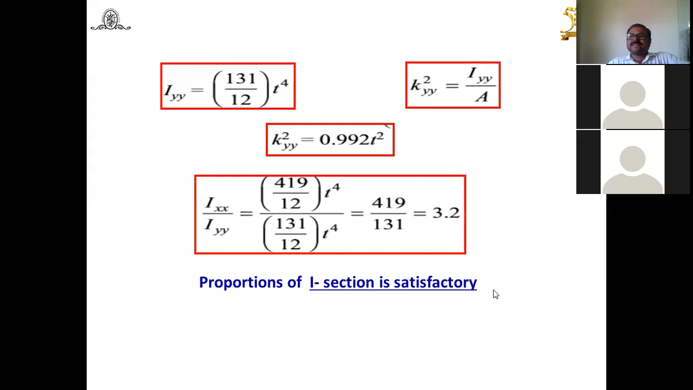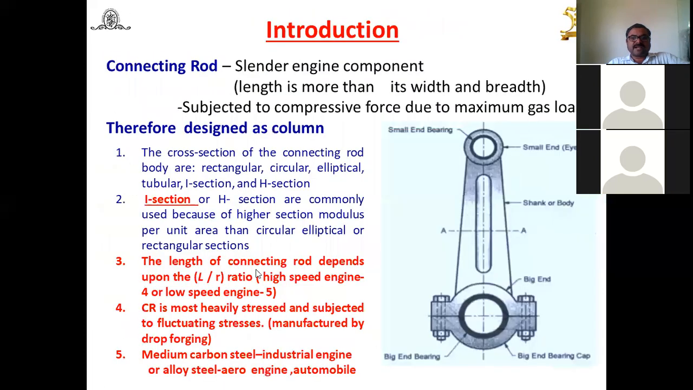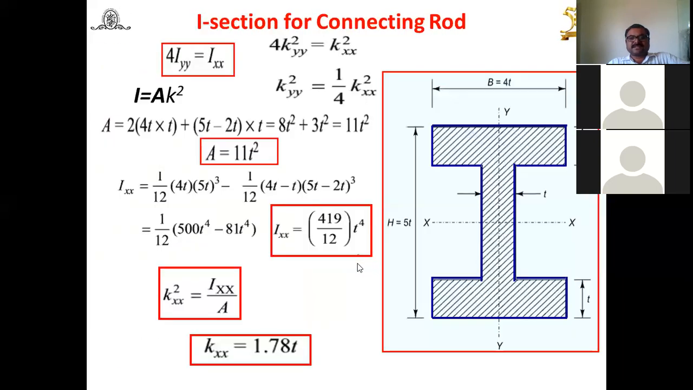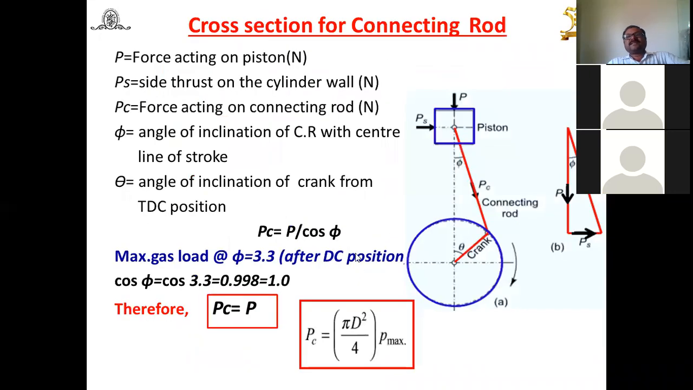Therefore, I section is preferred in connecting rod. Try to understand, compared with others. And another important thing I have already mentioned, that is, higher section modulus you will get in case of I section. It provides more strength than the other sections. This is the justification for why I section. Try to understand. Then second thing, now the I section is fixed.